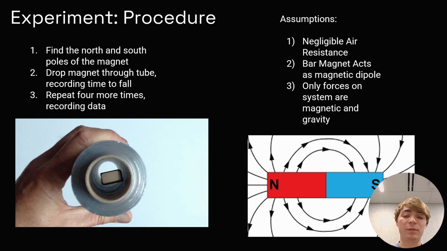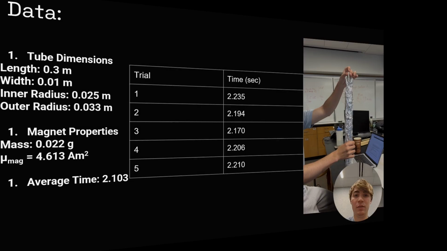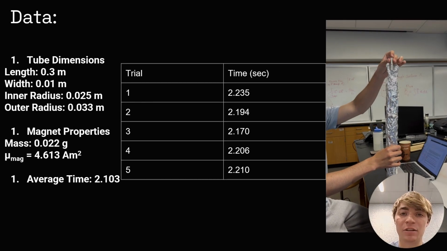And to do this experiment, we make a few assumptions. First, that there is negligible air resistance. Second, that the bar magnet acts as a magnetic dipole. And third, that the only forces on the system are magnetic and gravity, and there's no things like friction or collisions getting involved. Now, here is the data I collected through this experiment with the initial conditions on the right, and then each trial of the experiment in the middle, with an average time of about 2.103 seconds to fall from the top to the bottom of the tube.